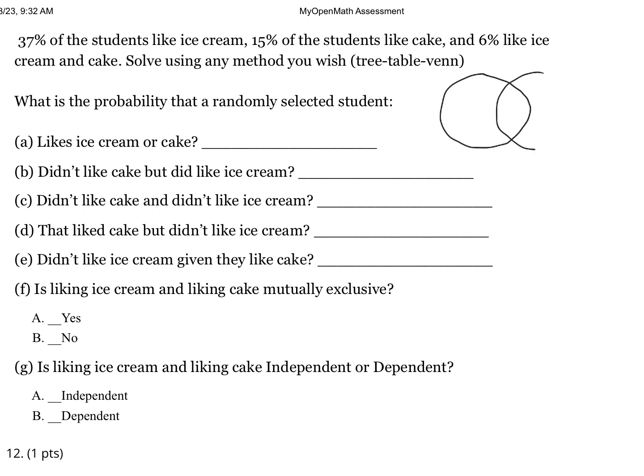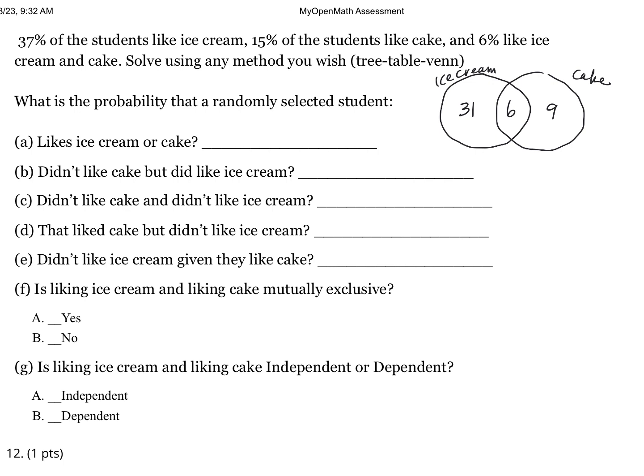So we have ice cream, we have cake, and in the middle is both. So 6% like ice cream and cake, 15% like cake, so you do 15 minus 6 is 9. 37% like ice cream, so 37 minus 6 is 31.